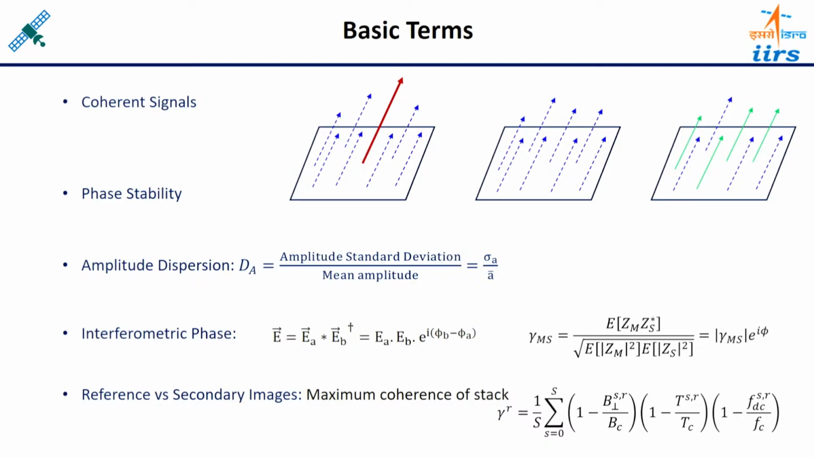So one image was acquired at time t1, another image was acquired at time t2. The time gap between both the images is called the temporal baseline. Suppose the first image was acquired on 1st January, the second image on 12th January. 12th minus 1st, that is 11 days. So 11 days is basically the temporal baseline. In fact, we generally consider 12 days, so you can say 12 days is the temporal baseline.